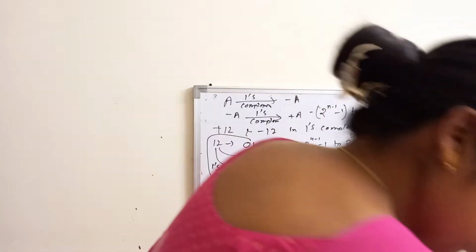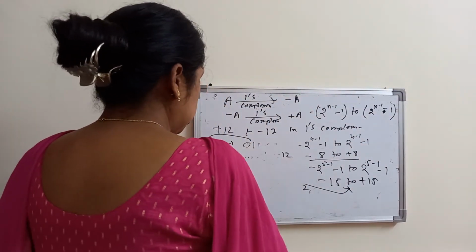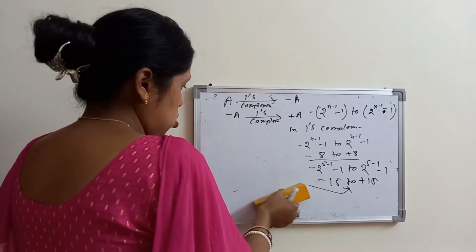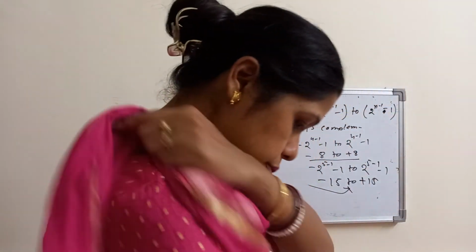Suppose, now come to the binary number. Suppose any binary number is there.